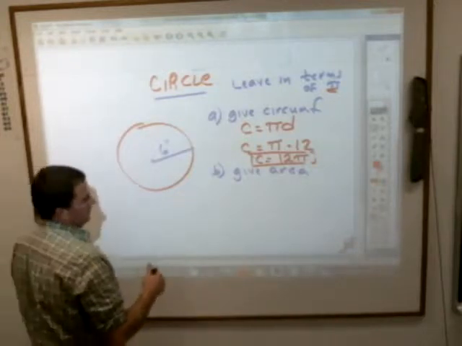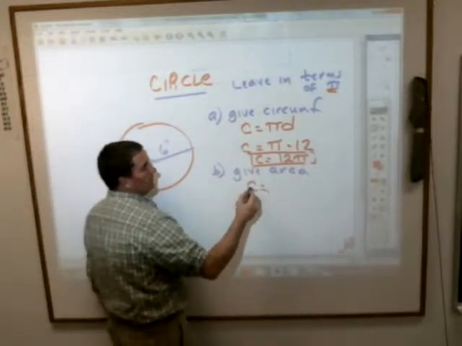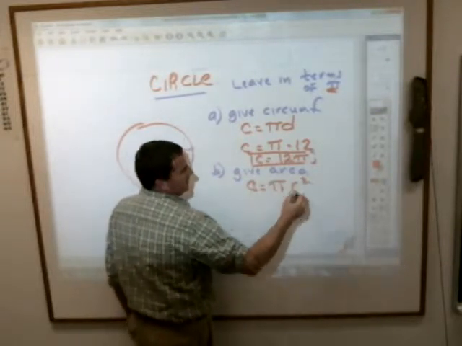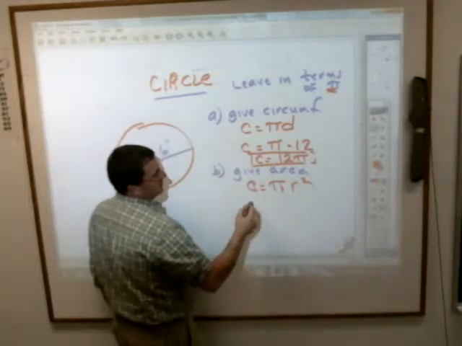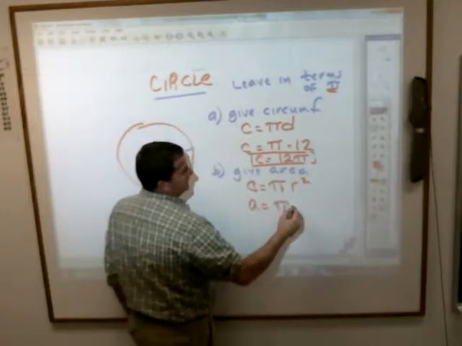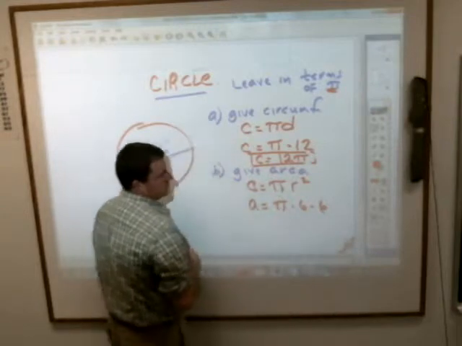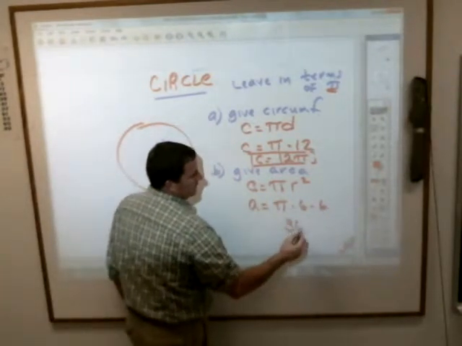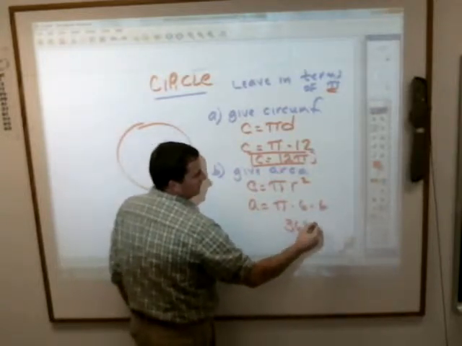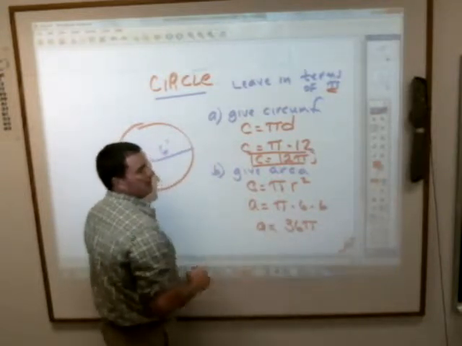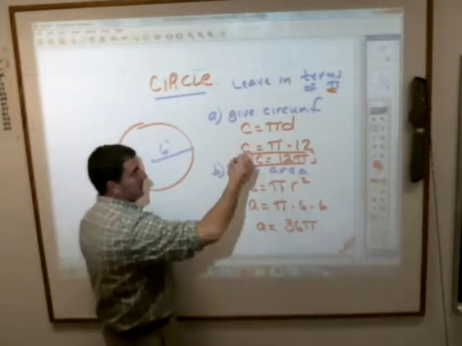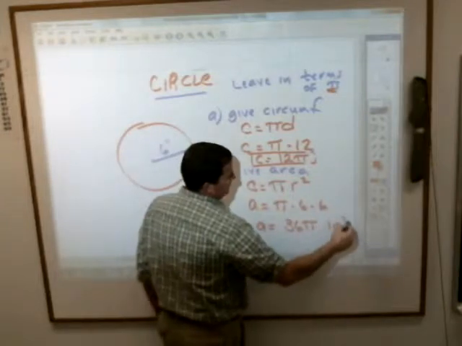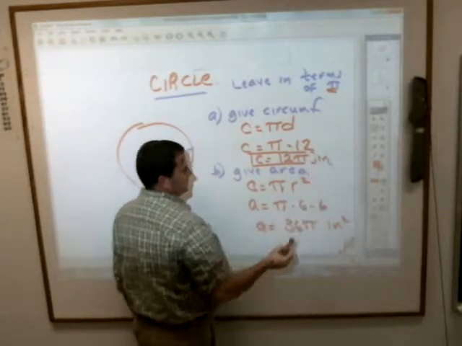Same thing for the area. First thing you do is write down the formula for area. Area equals pi r squared, or pi times radius squared. So the area equals pi times 6 times 6. And again, you can multiply the two 6's together and get 36, but you can leave the pi symbol there rather than multiplying that all out. If they say leave in terms of pi, that's what this means. And this should be labeled as inches squared, and this is just inches.